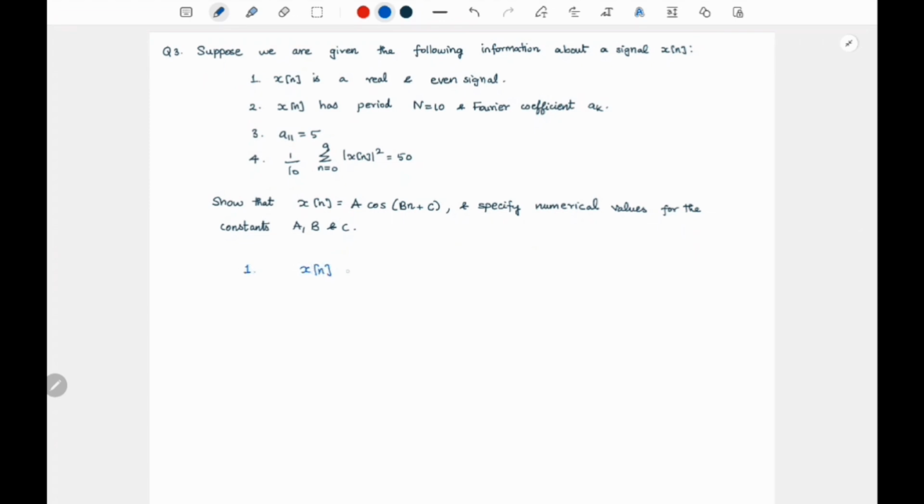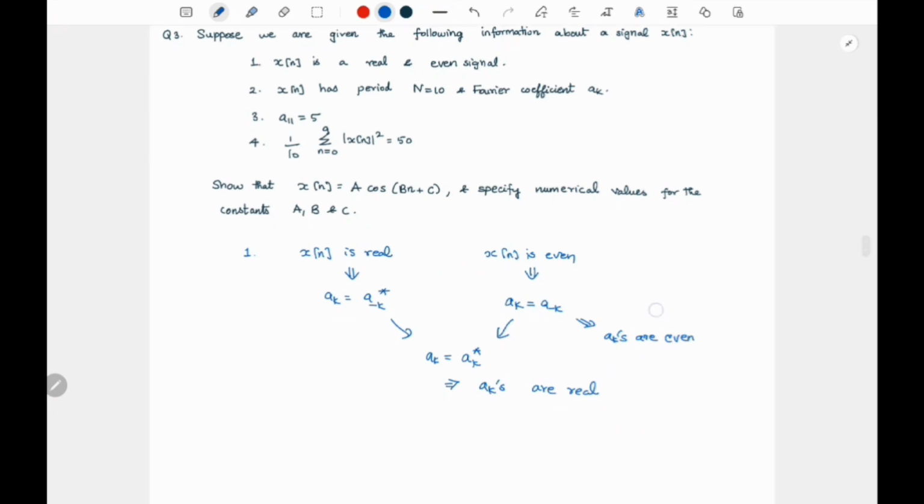So x of n is real. So this we already saw. This implies that your ak equal to a minus k conjugate, and x of n is even. This implies that your ak is equal to a minus k. This together implies that your ak equal to ak conjugate, which implies that aks are real, and this implies that your aks are even. Okay, so that is the one piece of information.